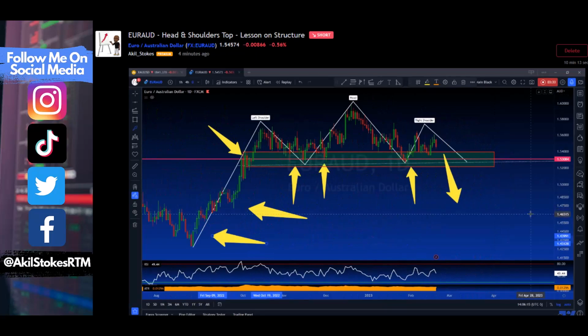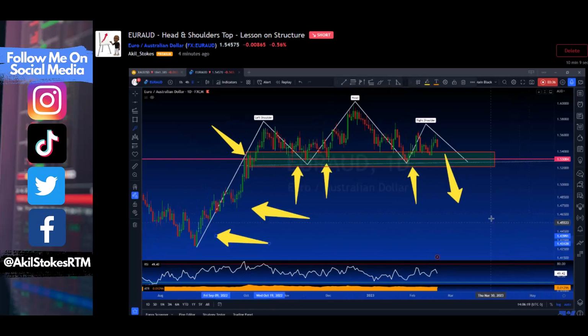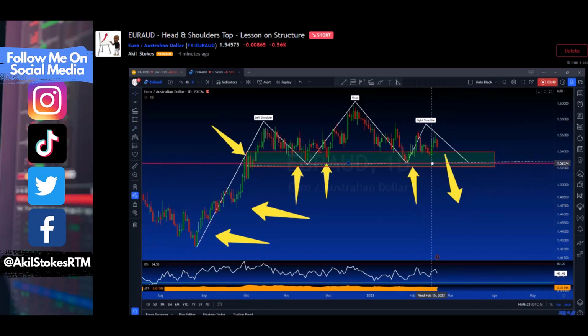I wouldn't sell it in advance unless you've got some reason to do so. But it is something that is very heavily on my radar. And I would love to see a violation of the neckline of this head and shoulders, aka our previous level of structure.